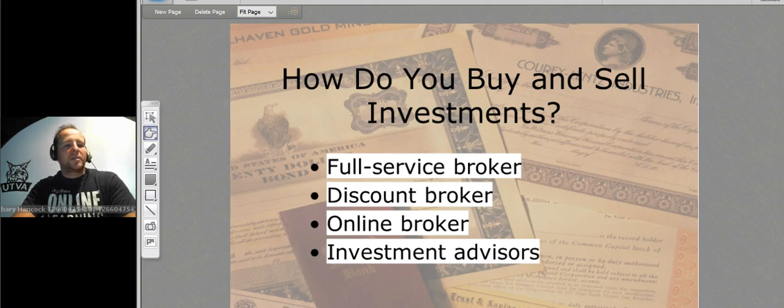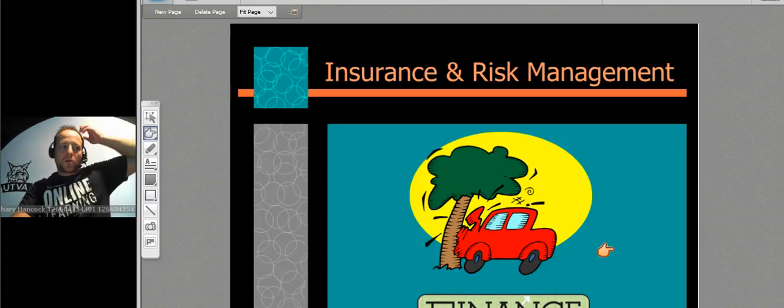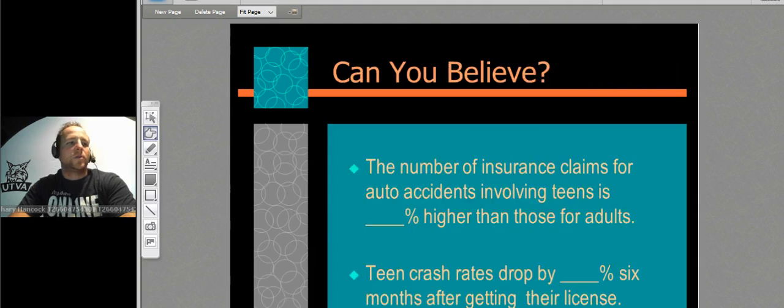So do you want to buy or sell? You have different options: online brokerages, discount brokerages, investment advisors. Okay, so you have all these things now, right? You have cars, you have a home, you have stocks. You're getting a lot of what are called assets, but you need to protect those. So the way you protect those, let's look at these couple things.